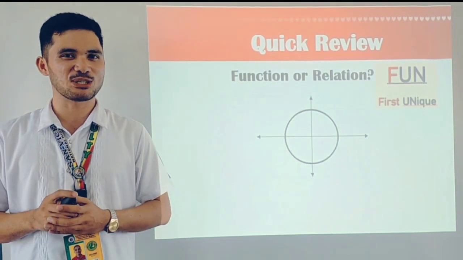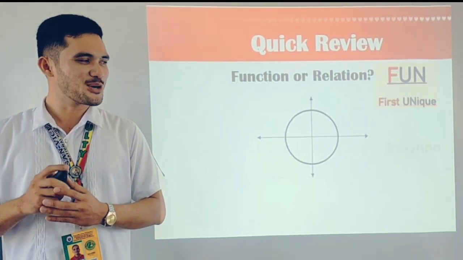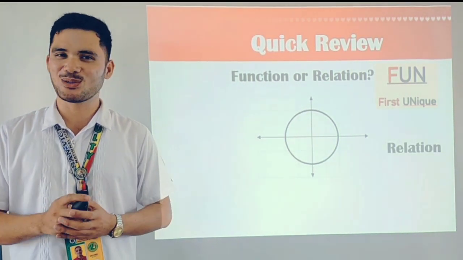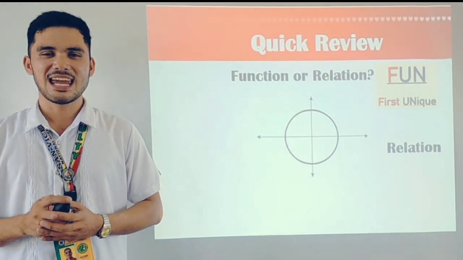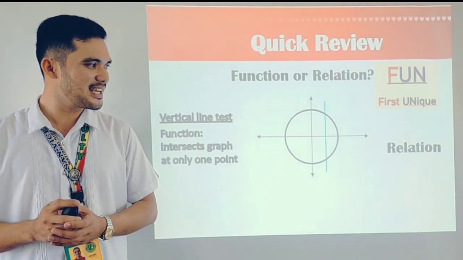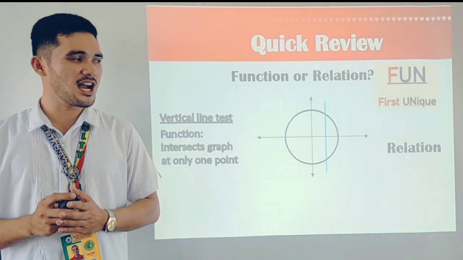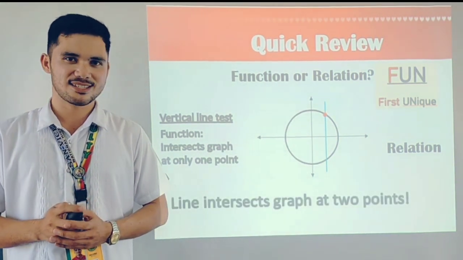Okay, let's try this one. Function or relation? Correct, this is a relation. How do you know? Exactly, because as you can see, the vertical line intersects the graph at 2 points.